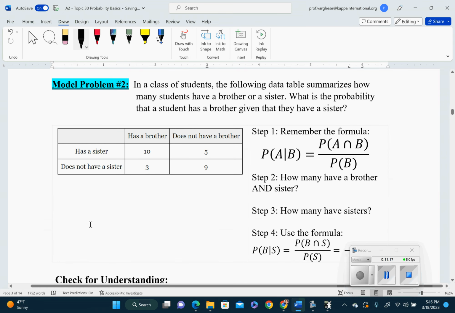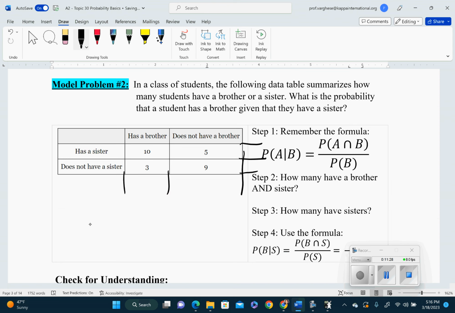So the first thing that you want to do whenever they give you a question that looks like this is make sure that you find out the totals. So you want to add some extra spaces. So this 10 plus 3 is 13, 5 plus 9 is 14, 9 plus 3 is 12, 10 plus 5 is 15, and then if we add this together, that's going to give us 27 total. So what is the probability that a student has a brother given that they have a sister?